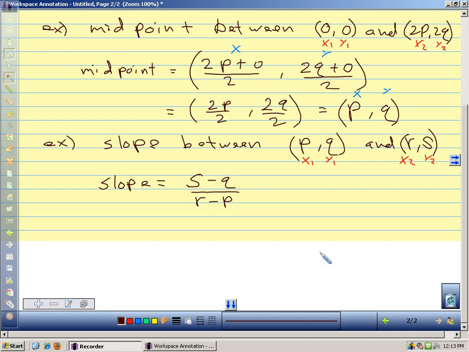Now, some of the work that we're going to do involves these formulas. Other parts of it involve shapes. So let's take a look at how we're going to use coordinate geometry with shapes that we're familiar with. Anybody have any questions over distance, midpoint, and slope using our coordinate geometry? Okay, let's see how we're going to apply this to shapes.